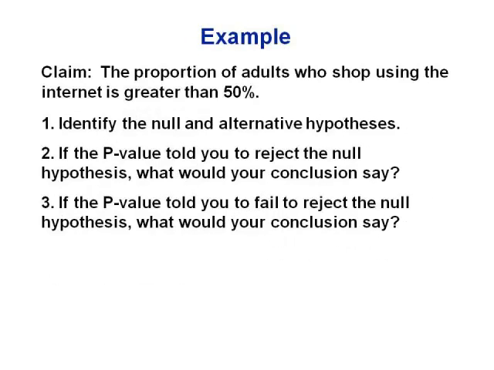So let's look at some actual examples to see how this would work. So let's say that the claim is that the proportion of adults who shop using the internet is greater than 50%. Well, the first thing that you always need to do is identify the null and alternative hypotheses. So we're going to do that first, and then we're going to look at what our conclusion would look like if the p-value told us to reject the null, and then what if the p-value told us not to reject the null. And so we'll look at the two different ways that those conclusions would be phrased.